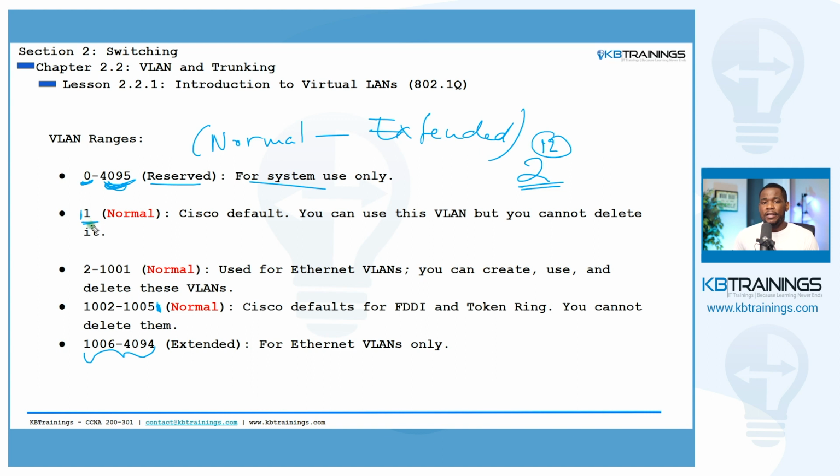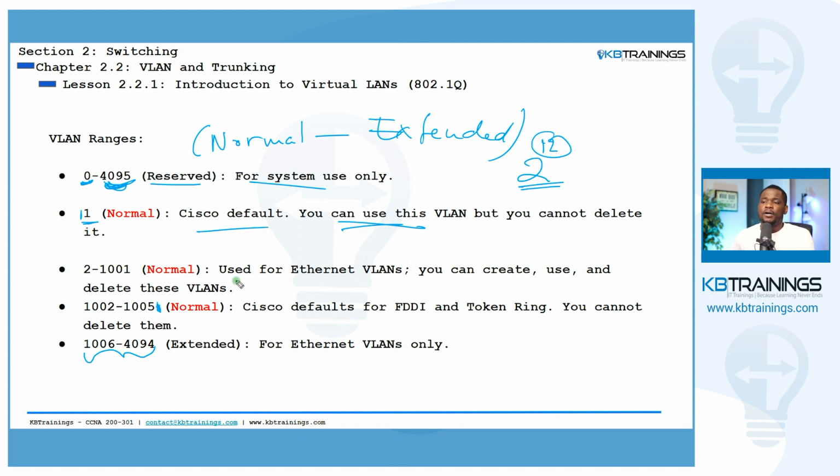The VLAN number 1 is the default VLAN. This is where all the ports are when you have a brand new switch without any configuration. This is the default VLAN. You can use it, but you cannot delete it. This is part of the system as well, so it comes with the switch. It's always there. You can never delete that VLAN.